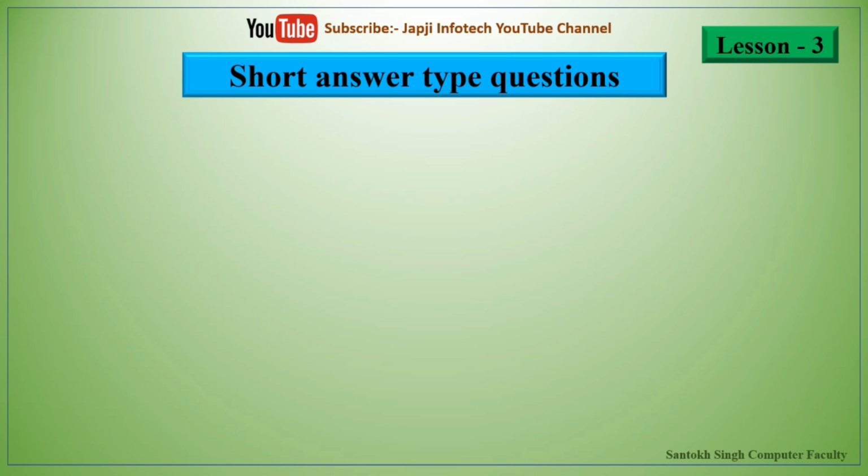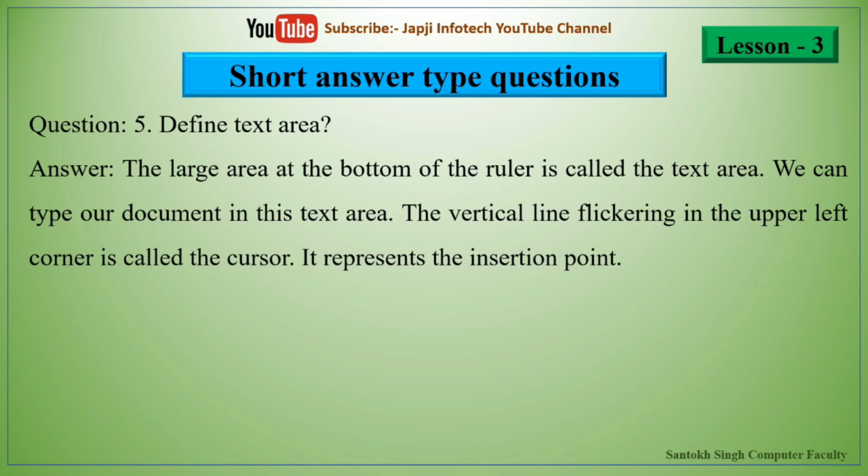So the next question is, define text area. The answer is the large area at the bottom of the ruler is called the text area. We can type our document in this text area. The vertical line flickering in the upper left corner is called the cursor. It represents the insertion point.